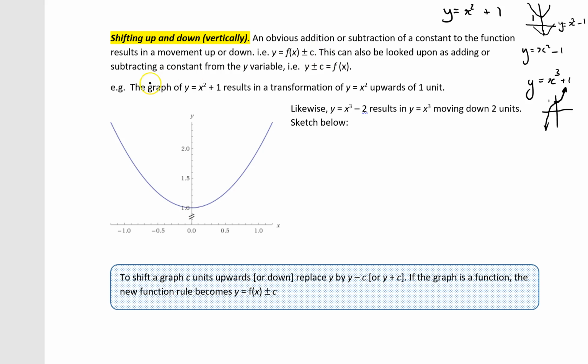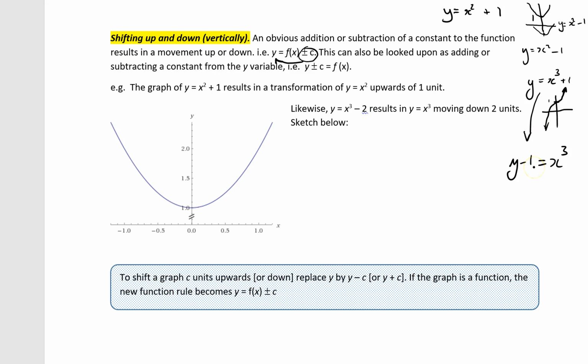Sometimes you will see this also written as, taking this constant from here and putting it over on the other side, which means if it was a plus c here, it becomes a minus c over there. And if it was a minus c here, when we move it over, it becomes a plus. It's not that common, but you may see it written, for example, this one, as y minus 1 is equal to x cubed. So all I've done is taken the 1 over to the other side.